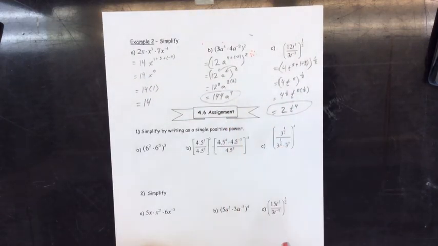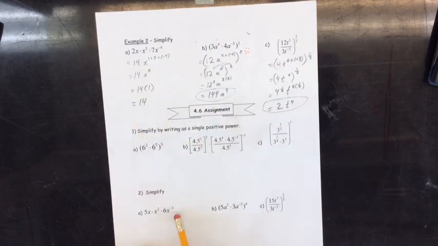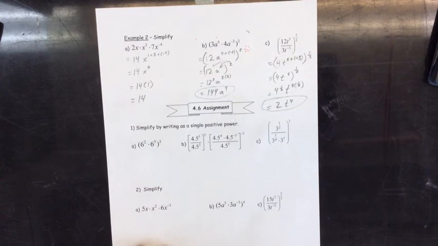So, your assignment is section 4.6, numbers 1 and 2. There's not too many questions because we're going to do the chapter review next. Good luck. Let me know if you need help.